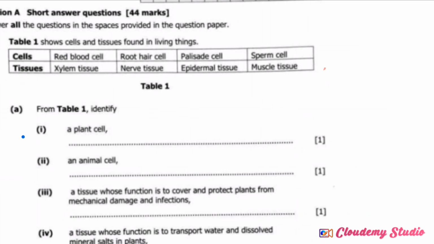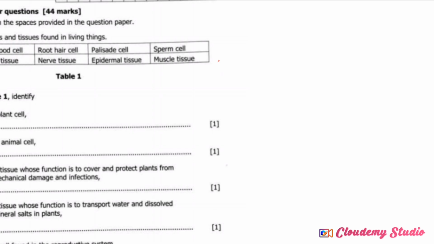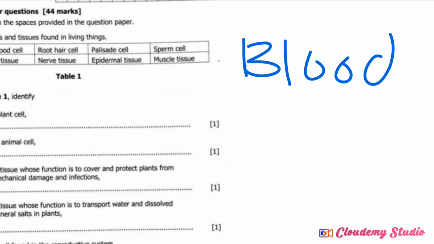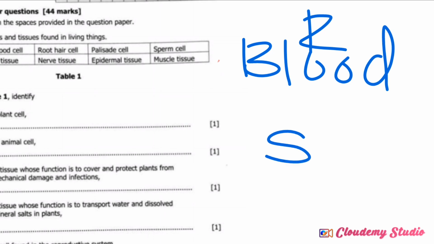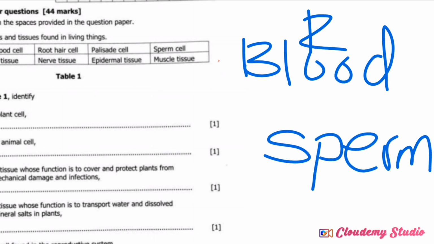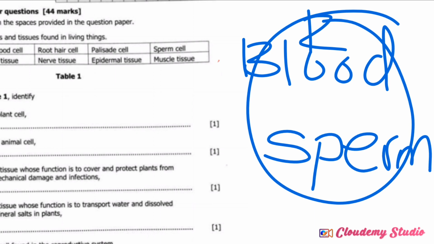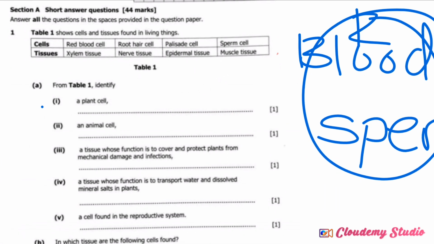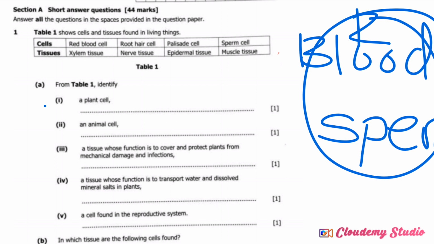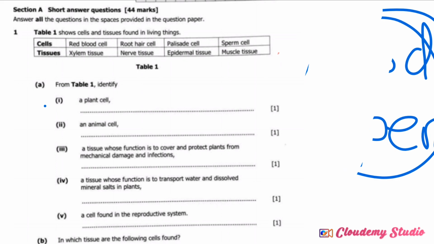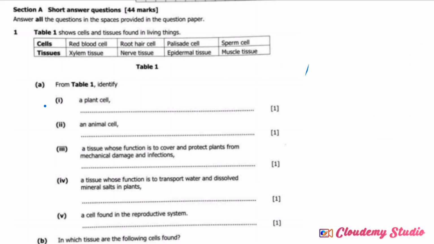So from this question, before I even go and start identifying, you can agree with me to say the blood cell, which is the red blood cell, and the sperm cell, these 2 are from animals. Then when we go to these other cells like the root hair cell and the palisade cell, they are from plants. Now we come to the question. The question reads, from table 1, meaning your answers must come from nowhere else but from the table. From table 1, identify 1 plant cell.